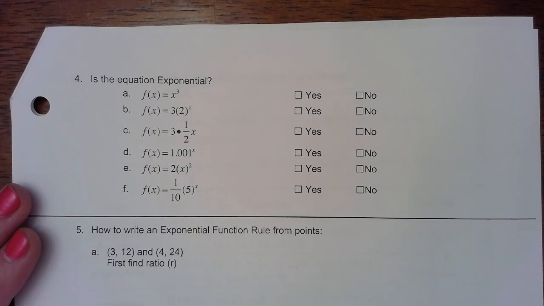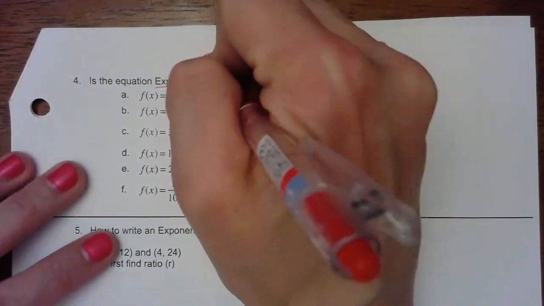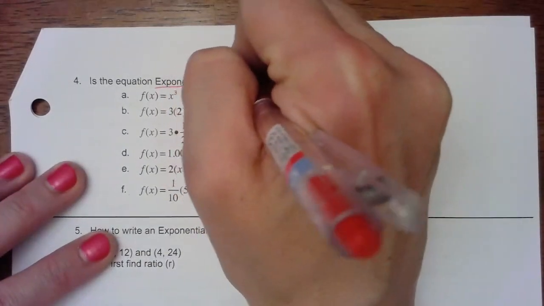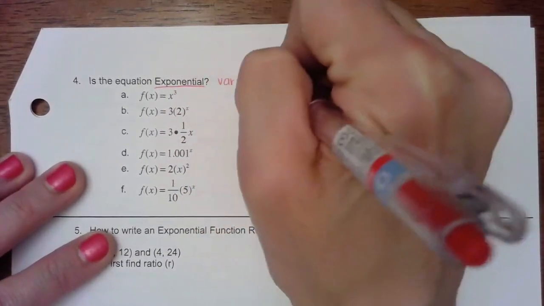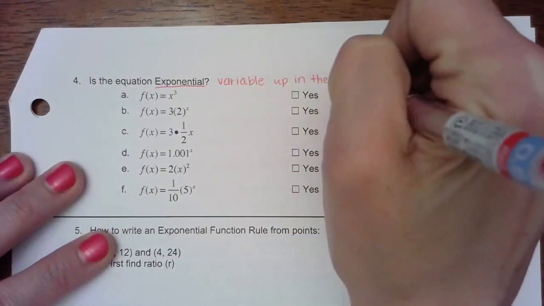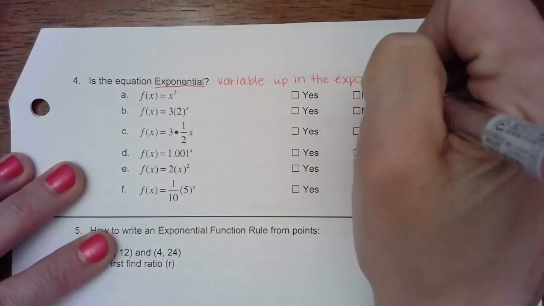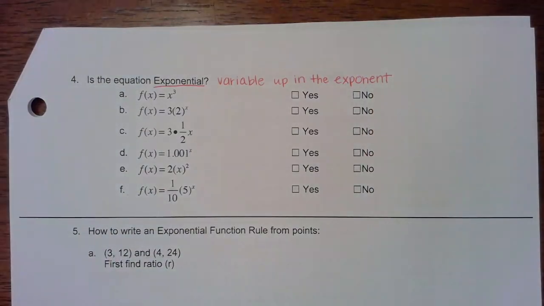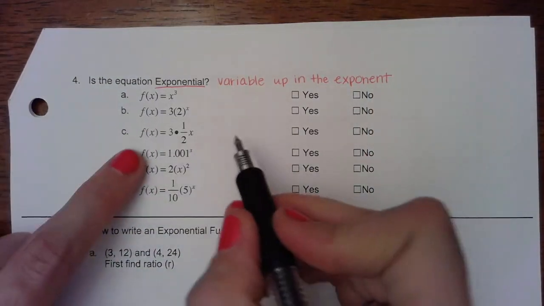So on this example, they want me to practice deciding whether each equation is exponential. So remember, for it to be exponential, based on the definition of how we defined an exponential function, it means that there needs to be a variable up in the exponent. Not just that it has an exponent, but that it has a variable up in the exponent. So we'll go through one by one and decide for these.